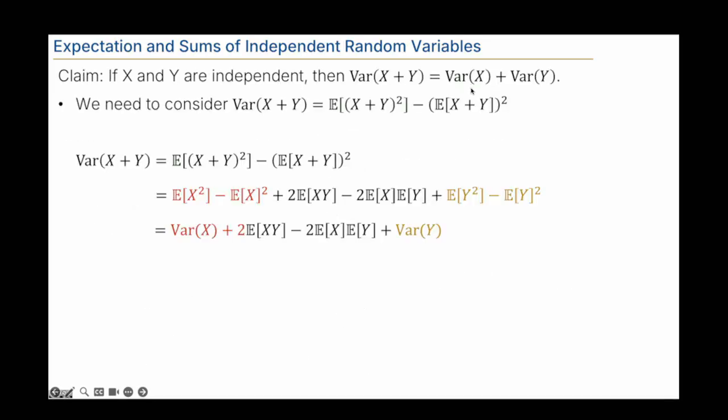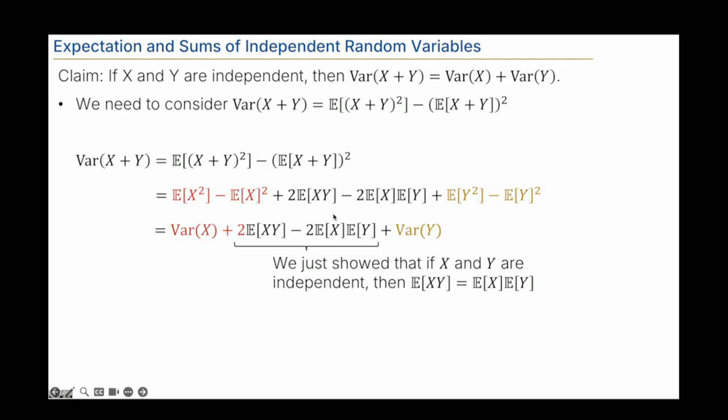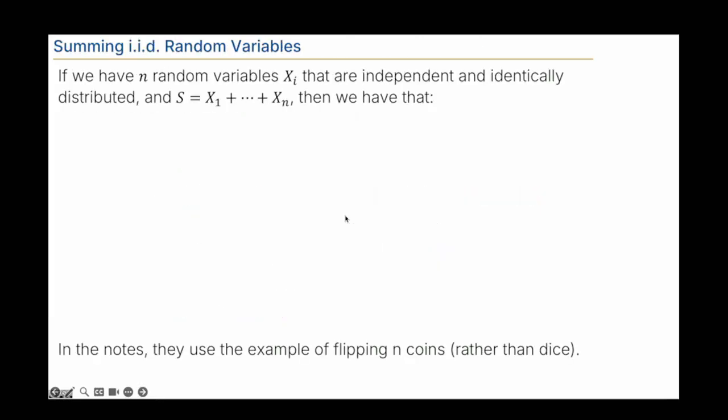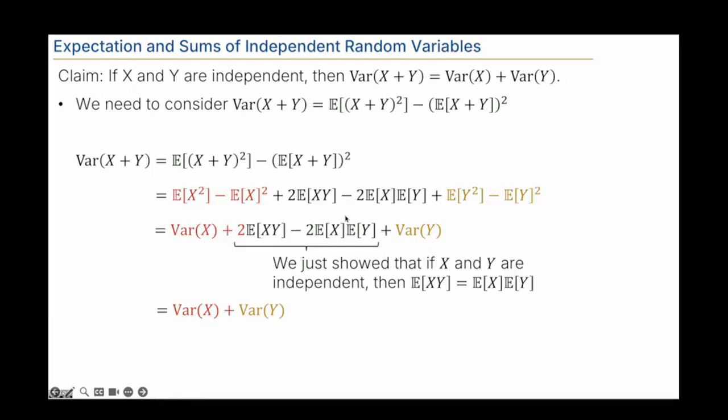So if indeed these are independent, we cluster together the terms, and we see that the expectation of the product is the product of the expectations. So if they're independent, then this part in the middle is just going to become 0, because this right here is equal to this right here. And so we're left with just the sum of the variances.